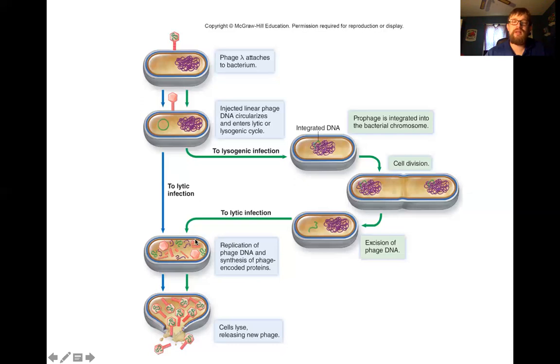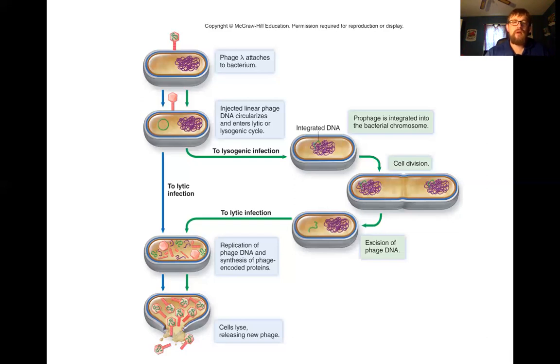Now, interestingly, no matter which way they go, it all eventually results in a lytic cycle, or a lysogenic phase. But we can immediately enter the lytic cycle, right? So this would be the same thing that we just talked about. Or, right, we can go into a lysogenic infection or a lysogenic phase.